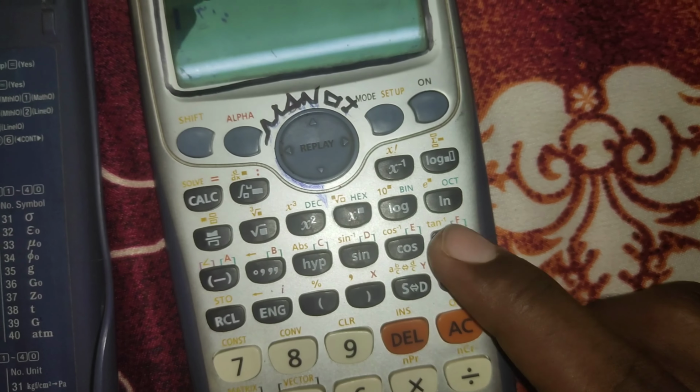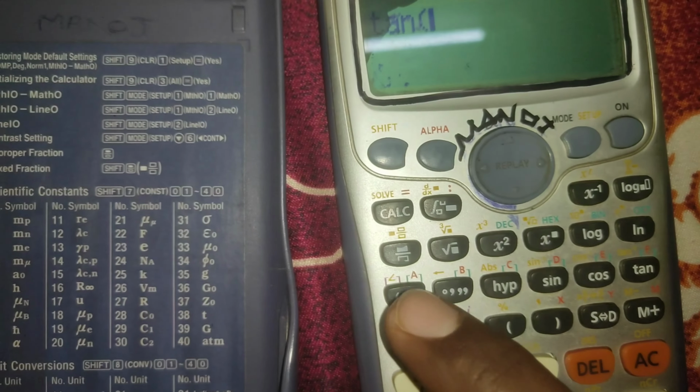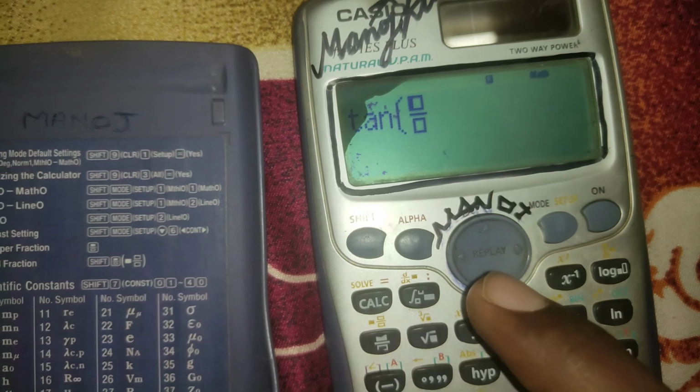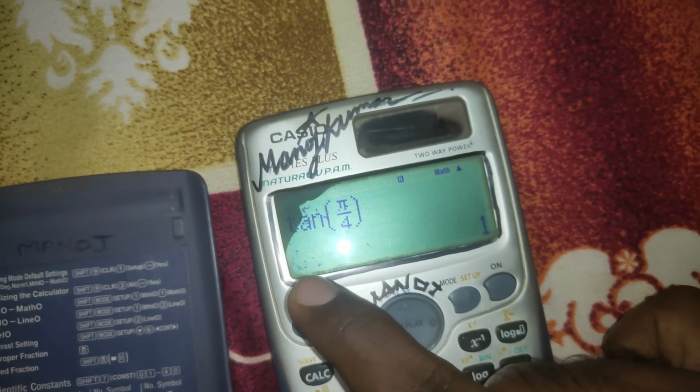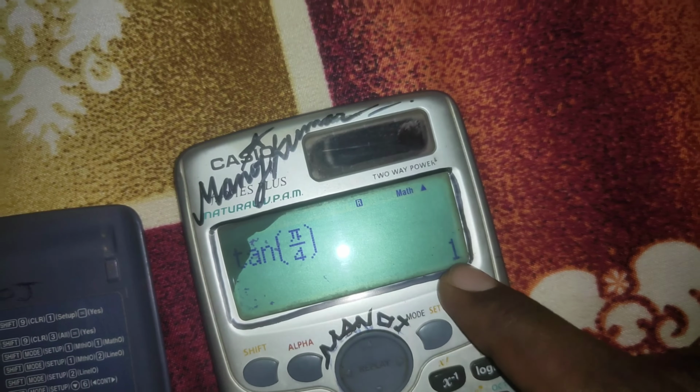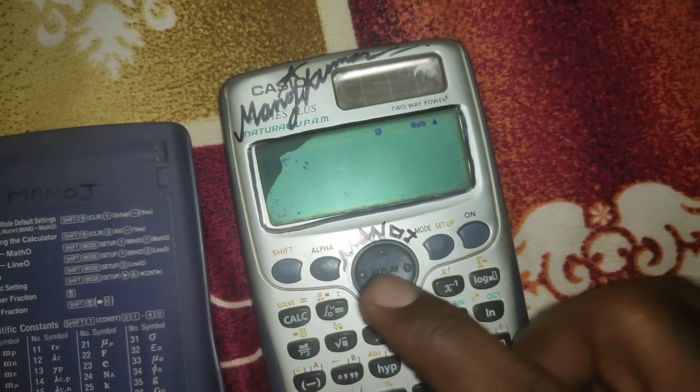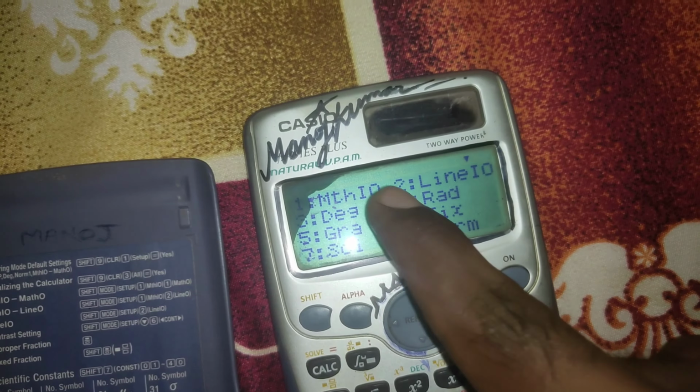So tan, in the numerator I am putting this pi, so for pi, shift and this pi symbol comes, and then in the denominator I am putting 4, then bracket close and then equal to. So it's giving tan pi by 4 radian is equal to 1. We got the answer. In the modes you can switch accordingly as per your requirement. So turn it off, shift AC off.